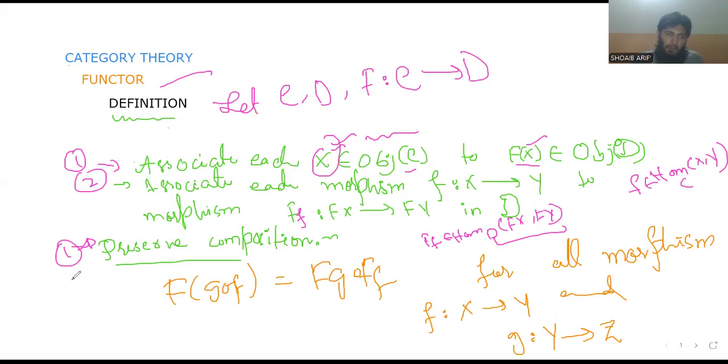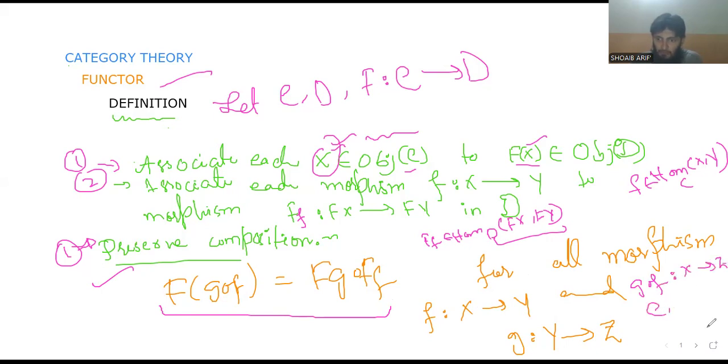So the functor should preserve two conditions. First condition is that it preserves composition, and second is identity. How to preserve composition? It means F(g∘f) is equal to F(g)∘F(f) for all morphisms f from X to Y and g from Y to Z, and the composition g∘f from X to Z in the category C.